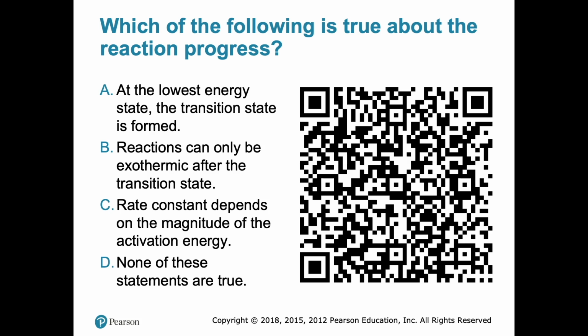But this one right here, the rate constant depends on the magnitude of the activation energy. That makes sense, right? If the activation energy is lower, then the rate constant doesn't need to be as high. The speed can be faster. Does that make sense? I did not outrightly say that, but I was hoping you would make that connection, which most of you did. I'm very proud. Good job.